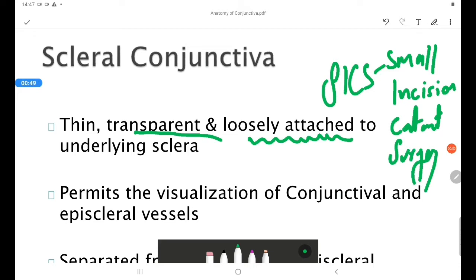And it permits visualization of the conjunctival and the episcleral vessels. So that is very important. Like whether it is the conjunctival vessels that are more prominent, you call it conjunctivitis. If it is involving the episcleral vasculature, then we call it episcleritis.